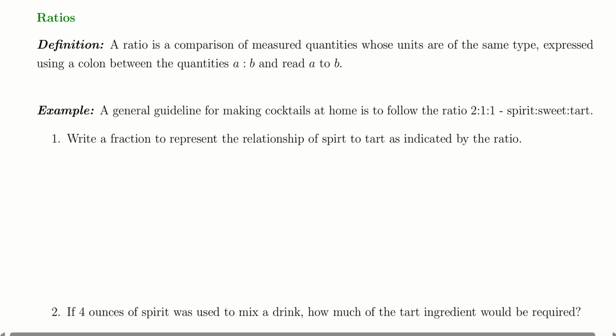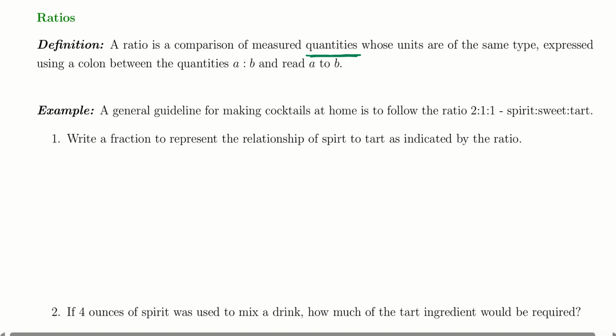We're now moving on to ratios, where ratios are a comparison of measured quantities. So these aren't necessarily comparing to the whole anymore, like we were seeing with proportions and percentages. This is a comparison of two quantities whose units are of the same type. We express ratios using a colon, which we read A to B.